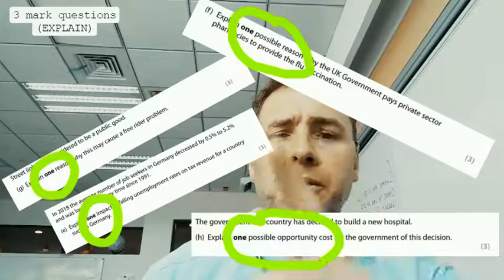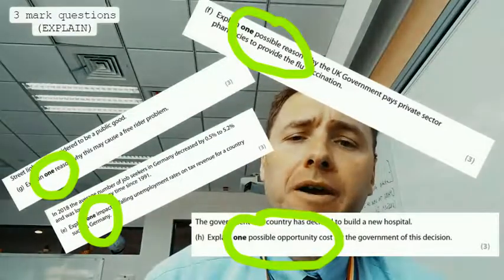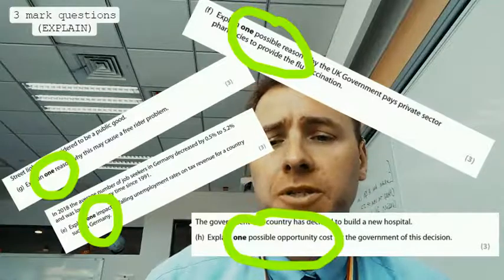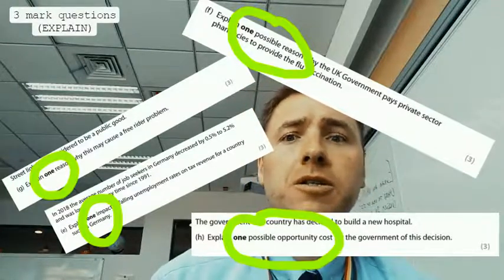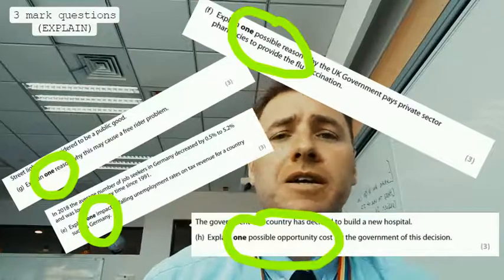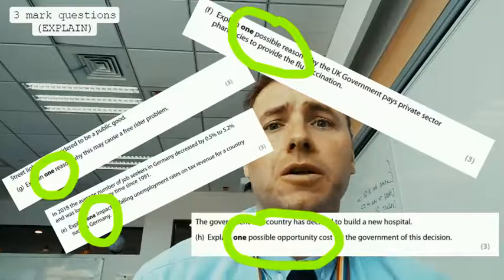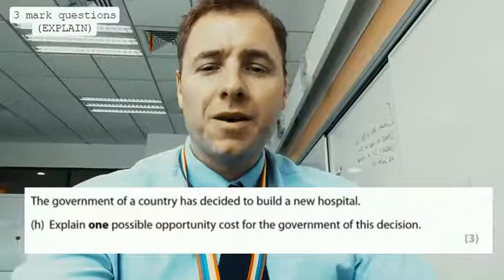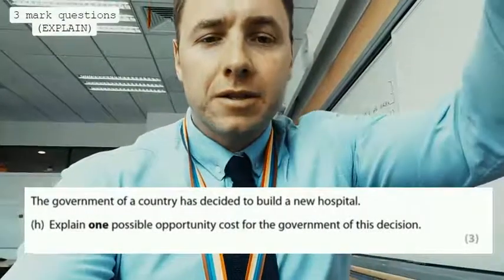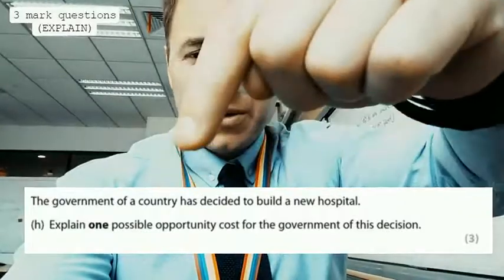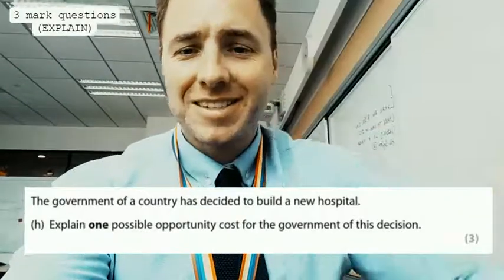I've now circled the key words after explain 1. So explain 1 possible reason, 1 impact, 1 possible opportunity cost. This will become evident as a sentence starter for when you start your answer. Okay, so now pause the video for a few seconds and take a look at the question right there.